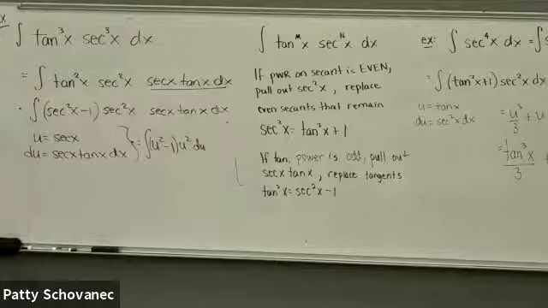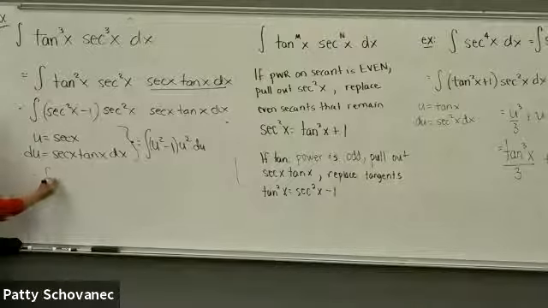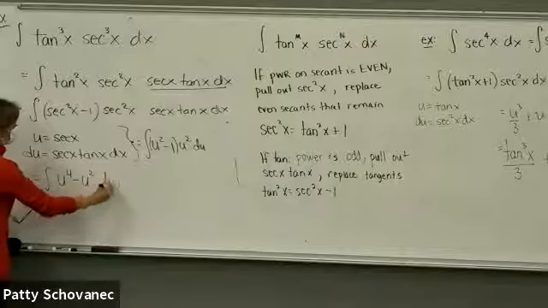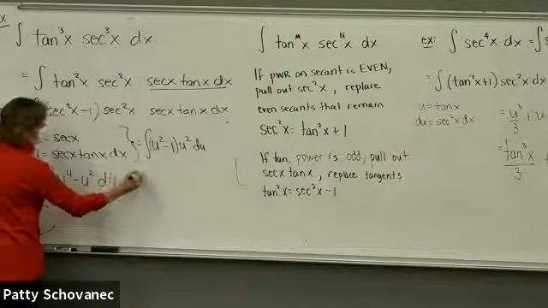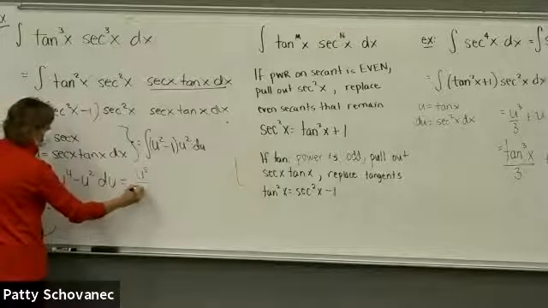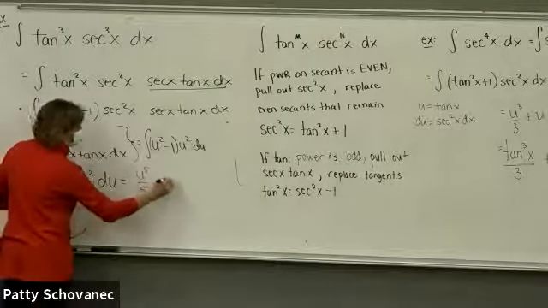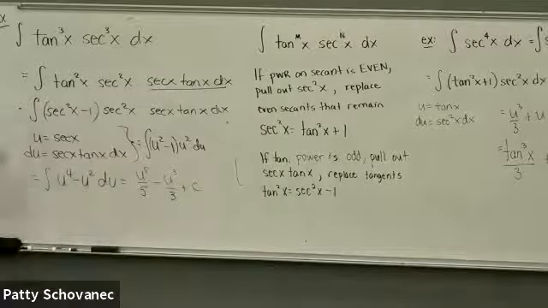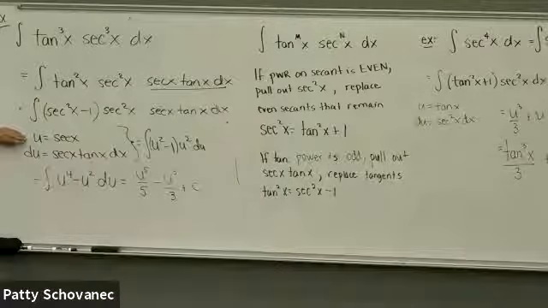Once we multiply that out, we just integrate term by term. I'm integrating u to the 4th minus u squared du. We get u to the 5th over 5 minus u cubed over 3. And each u is a secant. So our answer is secant to the 5th over 5 minus secant cubed over 3.